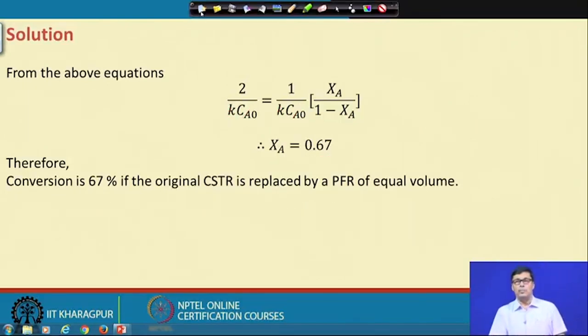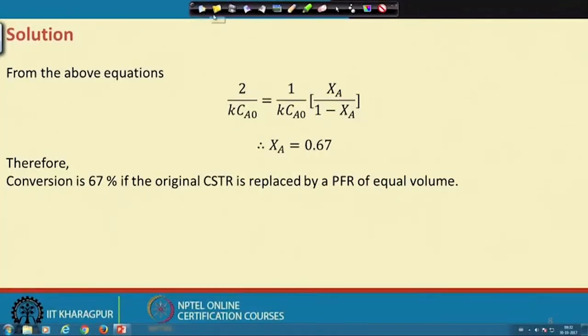So this gives you some impression of what happens if the volume of the CSTR is increased by 6 times, and how the conversion changes. And in the second case, we tried to find out how the conversion changes if the CSTR is replaced by the plug flow reactor. Now the next problem is also very important. Let us work on the next problem.